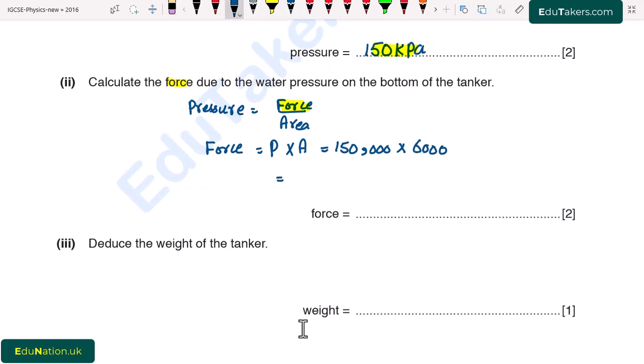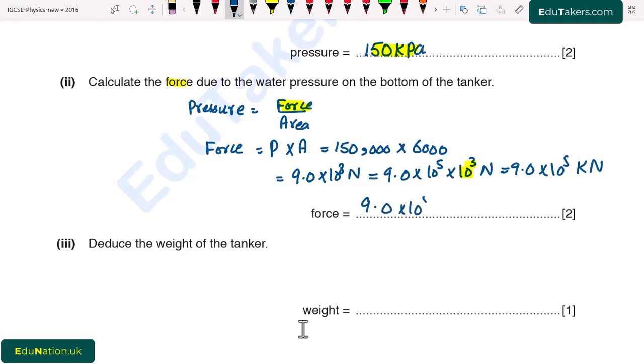And the value of force comes to be 9.0 into 10 to the power 8 Newton. I can also write this force as 9.0 into 10 to the power 5 multiplied by 10 to the power 3 Newton. Again 10 to the power 3 is kilo. So it will be 9.0 into 10 to the power 5 kilonewton. I write here force is equal to 9.0 into 10 to the power 5 kilonewton.